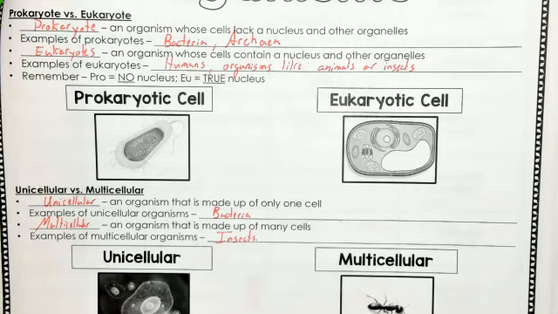Sometimes a virus. Viruses can be single cell. You've seen the picture of the COVID-19 virus, right? Squishy ball, all things around it. That's one cell. That's unicellular. Okay? All right, next. An organism made up of many cells is called multicellular.